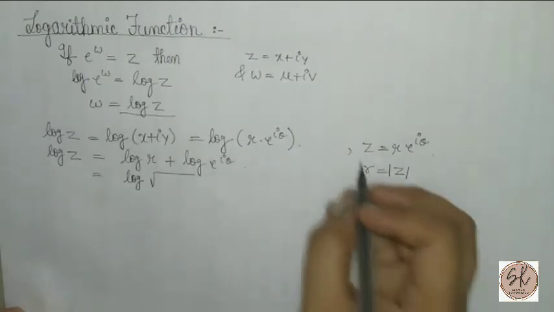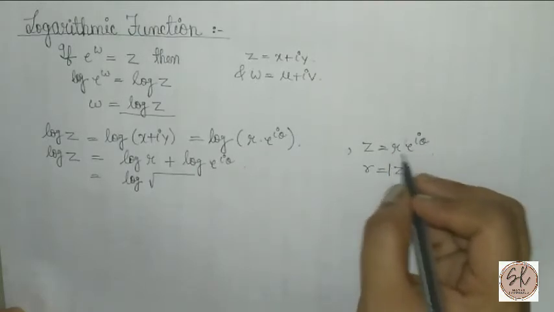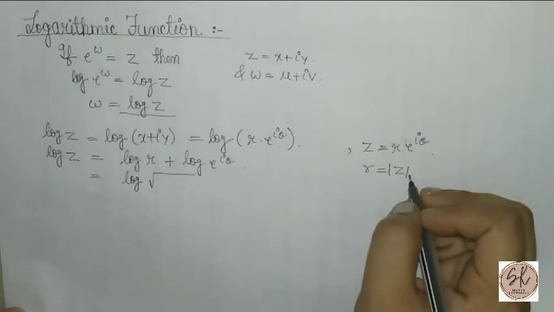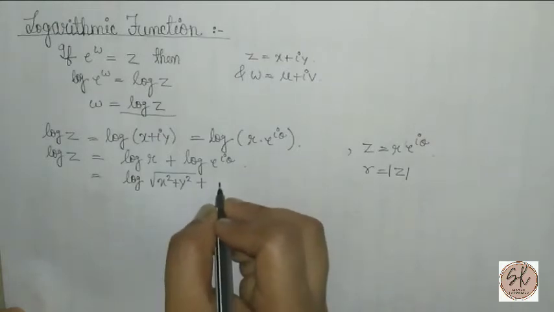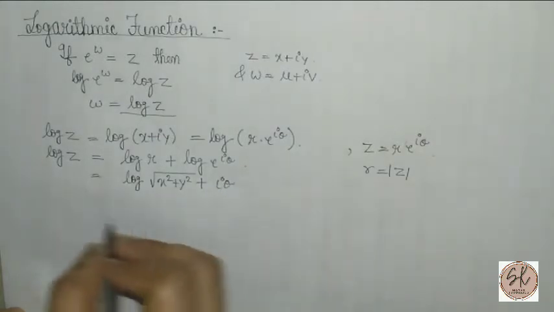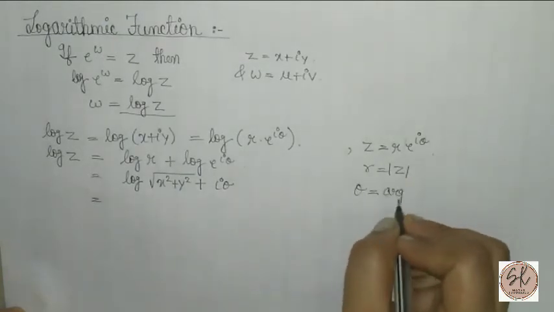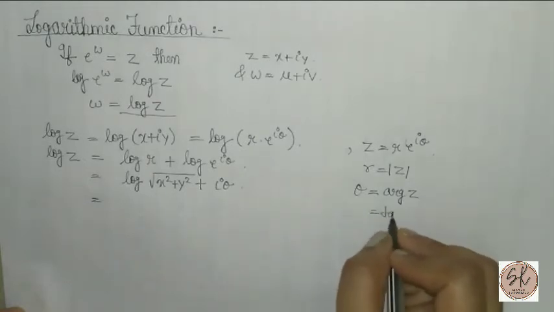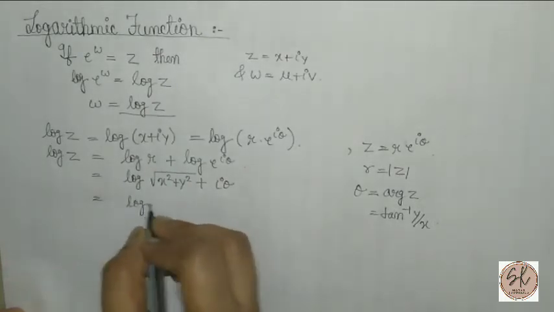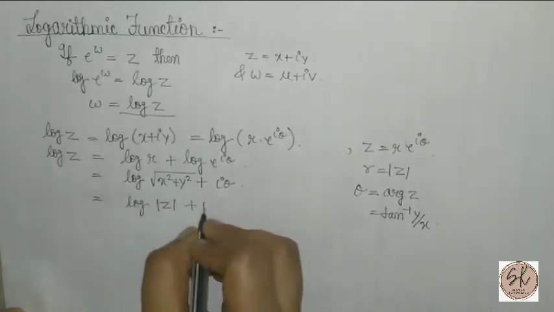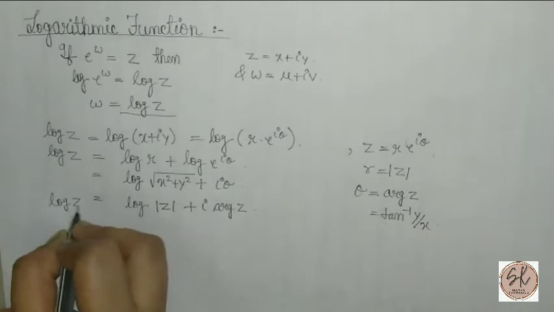Okay, see here, when we apply mod on both sides, then mod of e to the power i theta is 1 and mod of r is r itself, so r is equal to mod z. Mod z's value is how much? Square root of x square plus y square, and this is plus i theta. Okay, now here theta is what? Theta is the argument of z, arg z, which is equal to tan inverse y by x. Okay, so this is log mod z plus i arg z. Now this is the value of log z.